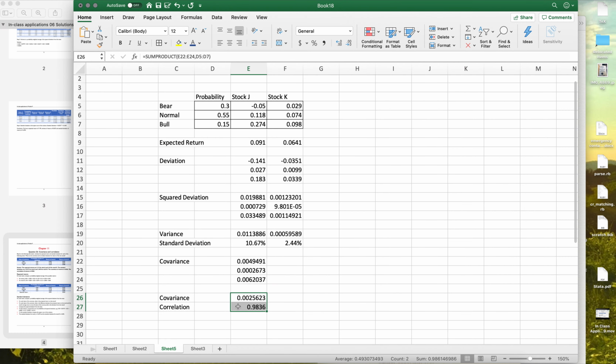And the answer here is that these stocks are, despite the fact that the standard deviation on this one is much, much higher, they move in the same direction, and so they're very highly correlated. And there's not much benefit that you could get from diversification if you made a portfolio of these two stocks.